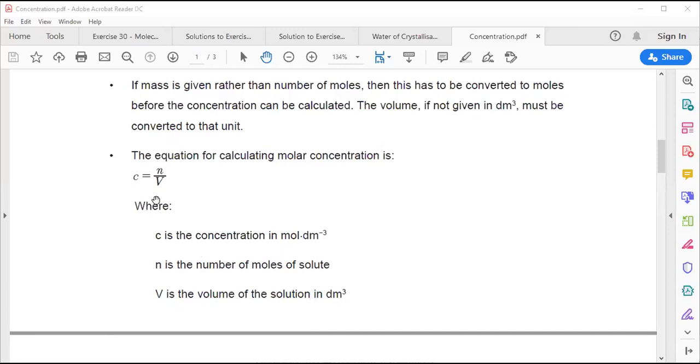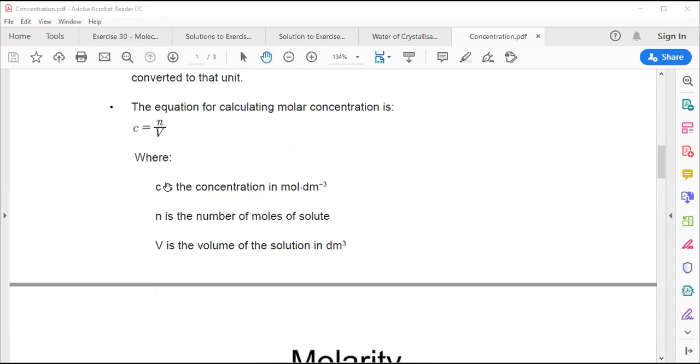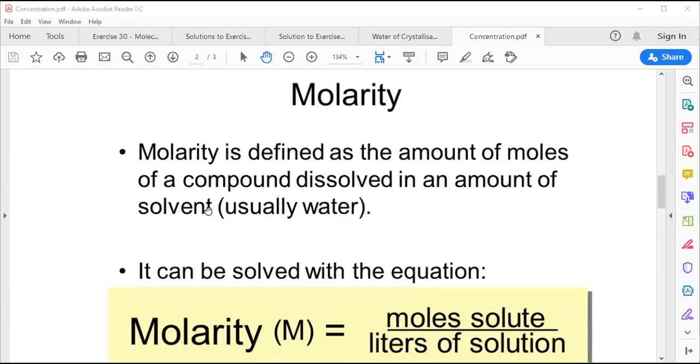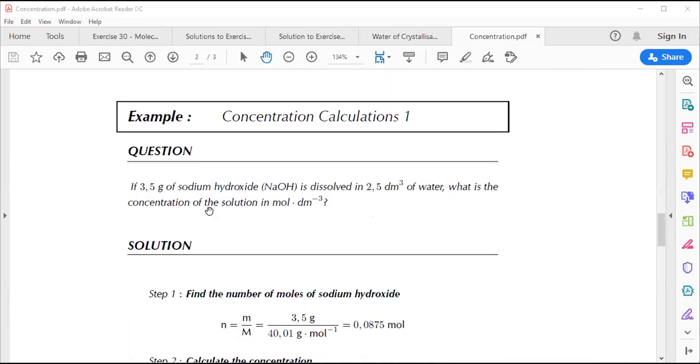Okay. Right. Concentration is equal to n over V. Right. Can I move on? I'm going to post this one on Google Classroom. Right. Okay. Then we move on. We've got molarity. Molarity, we've spoken about that. Then let's look at an example.